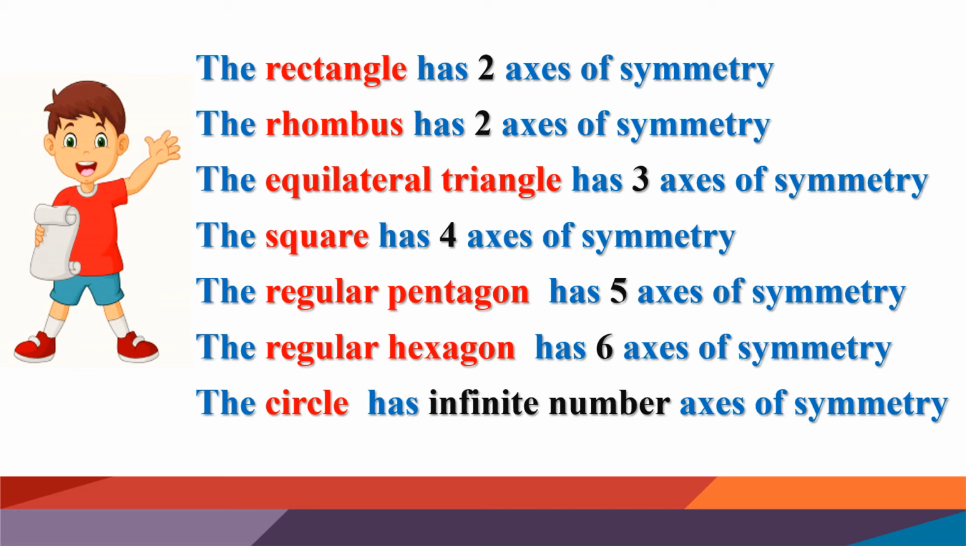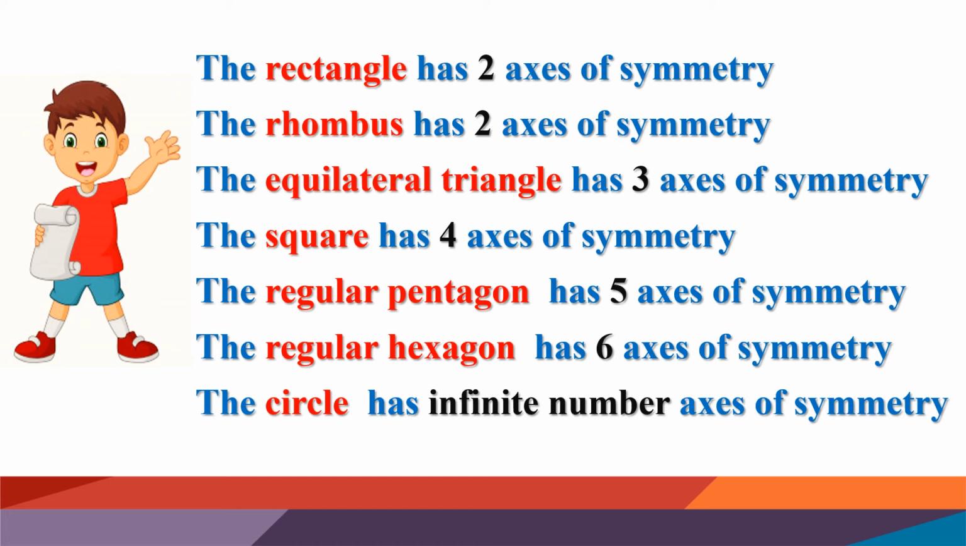Equilateral triangle has 3 axes of symmetry. The square has 4 axes of symmetry. Regular pentagon and the regular hexagon, okay, regular pentagon has 5 axes of symmetry and the regular hexagon has 6 axes of symmetry. What about the circle? Circle has infinite number of axes of symmetry.